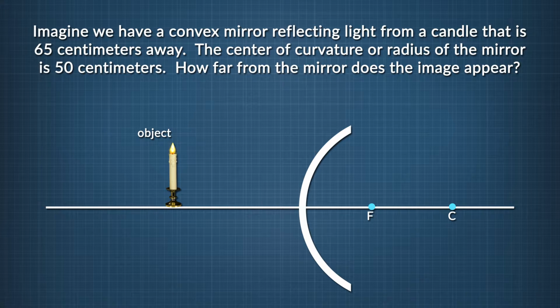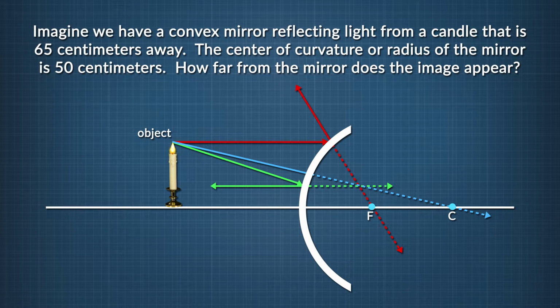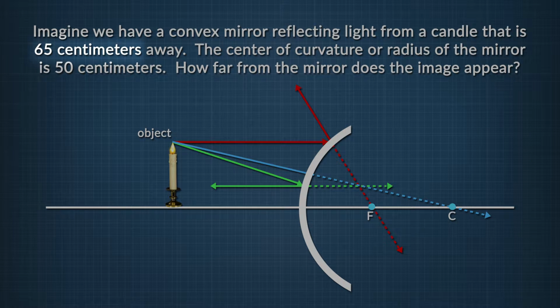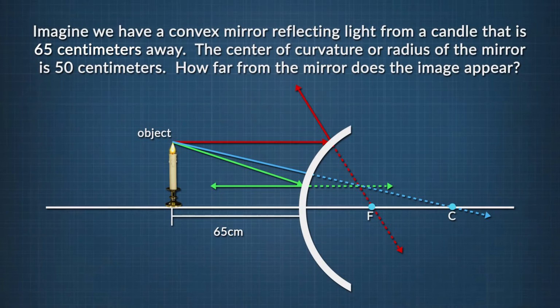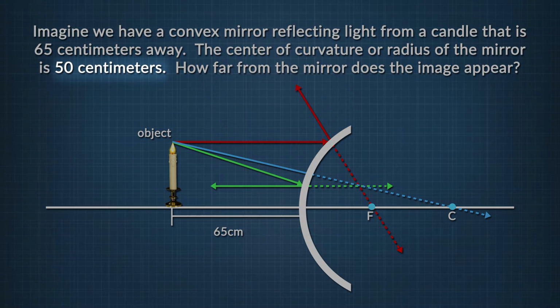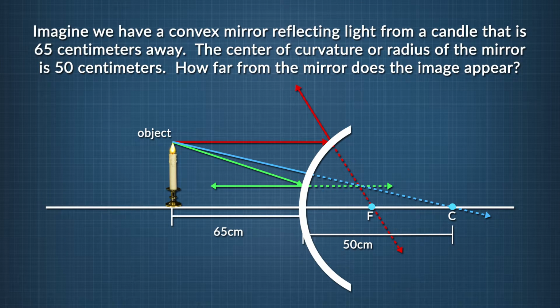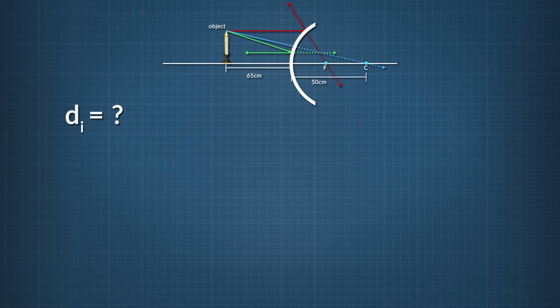Second, let's draw a ray diagram of the situation. With those rays drawn in, we see about where the image will form, its magnification, and that it's upright rather than inverted. We've been told 2 numbers. The object distance, d sub o, is 65 centimeters, and the mirror center of curvature, or radius, is 50 centimeters. We want to find the image distance, how far from the mirror the image is formed.